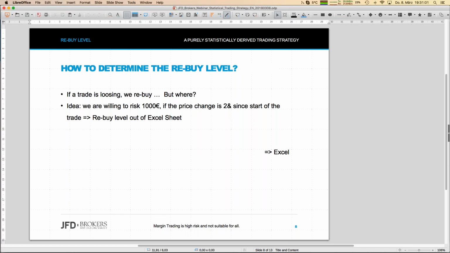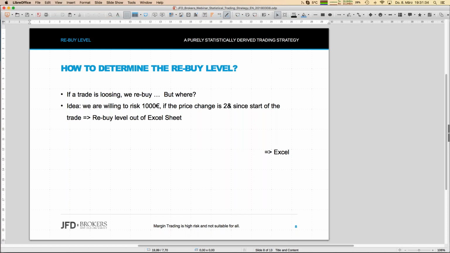I call it trade sequence because we open a trade, the trade goes into the minus, and we do a rebuy. And those two now are a trade sequence. And we do a second rebuy, and the third, and the fourth, and so on. Still, we need a stop loss level, and that's key that we do it. And in this case, I simply said, okay, I'm willing to risk 1,000 euros for any trade sequence.